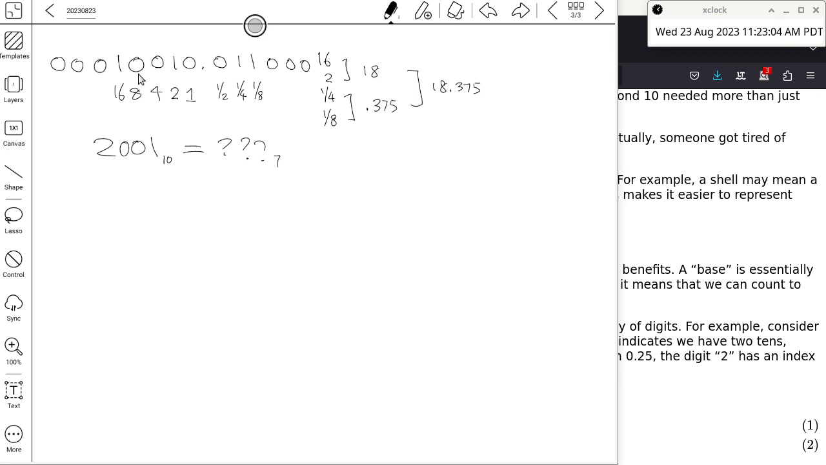I listed out all the powers of 2. So we can do that. We start with a 1, which is 7 to the power of 0. 7 is 7 to the power of 1. 49 is 7 to the power of 2. And then 7 to the power of 3 is 7 times that, which is 343.